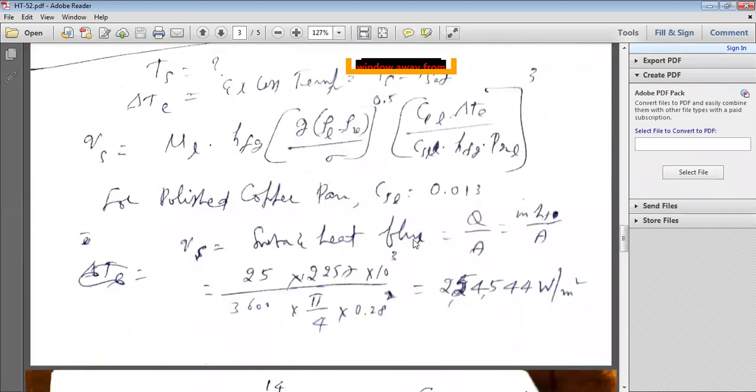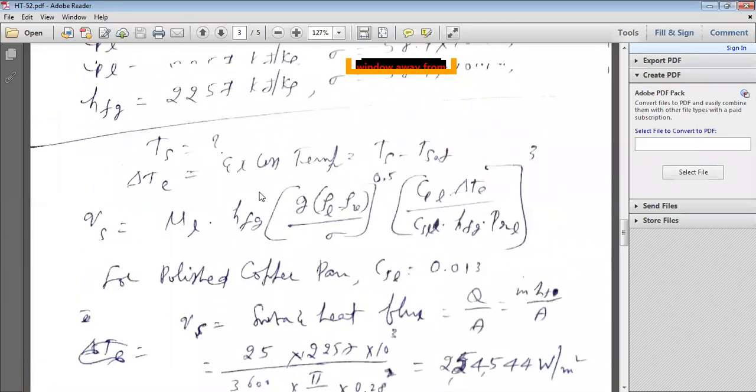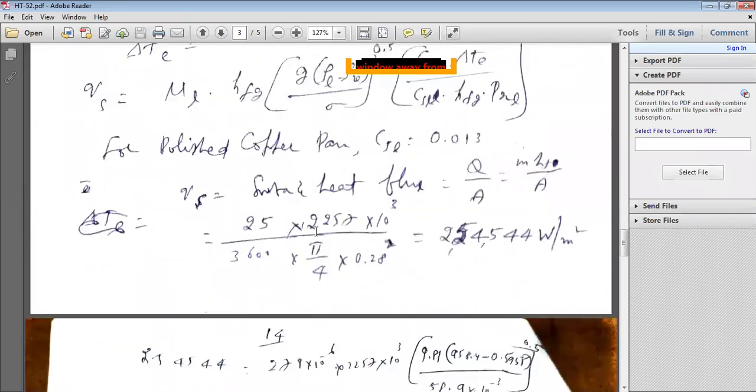That's why the heat Q is the mass of the water times hfg. For 1 hour, this is the heat for the total mass, 25 kg per hour. So mass times hfg, that is from the basics. Heat transfer Q is equal to mass times hfg, divided by area, then heat flux qs. That is mass 25 kg per hour, but you have converted to kg per second: 25 by 3600, times hfg 2257 times 10 cube, because this is in kilojoules, you have to convert it into joules.